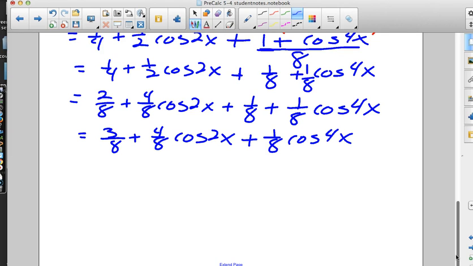And this last step is something most mathematicians will do to just clean it up and make it look a little nicer. And that is factor the 1/8 out of the whole thing, so you don't have fractions in each and every piece. 1/8 times 3 plus 4 cosine 2x plus cosine 4x. It's done. Good.